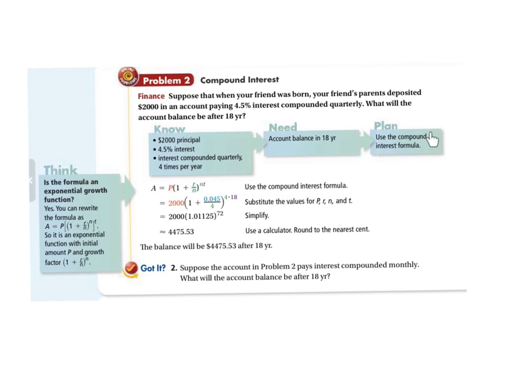18 years is what I need to shoot for. So, what I'm going to end up with, the amount of money I'm going to get: P, principal, is 2,000. 1 plus the 4.5% as a decimal, 0.045, over n, that's 4 times a year, raised to the n, 4 times a year, times 18 years. 4 times 18, 0.045 divided by 4, add the 1, and raise this to the 72nd power, then multiply by 2,000, again about $4,475.53 after 18 years.